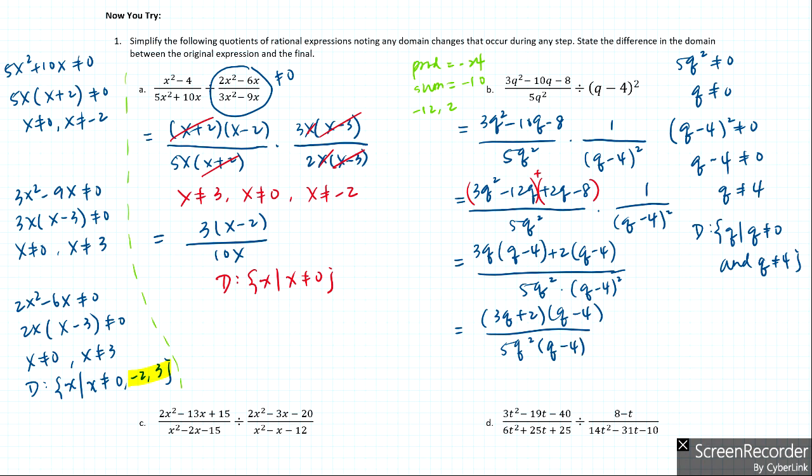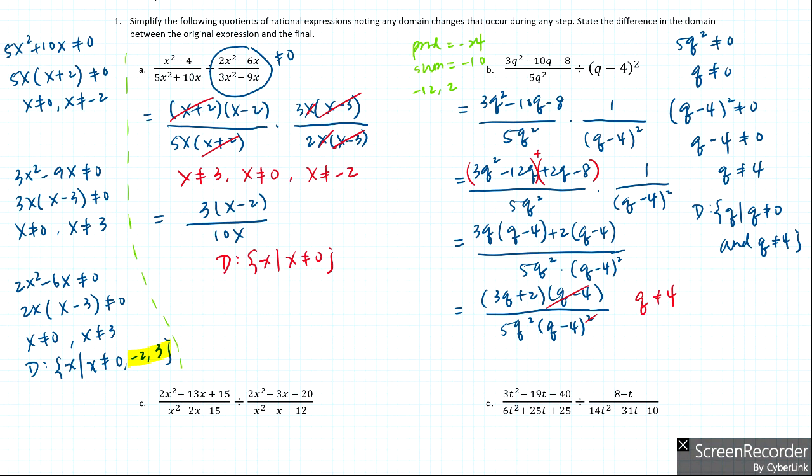all over 5q squared times q minus 4 squared. So now with a cancellation we can cancel out q minus 4, and that's based on the fact that q doesn't equal 4. That's what allowed us to cancel. So as a final result we are left with this expression over here.